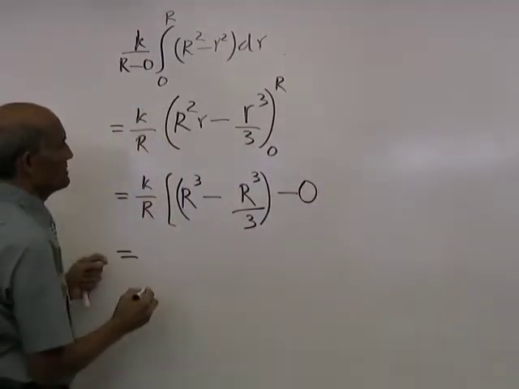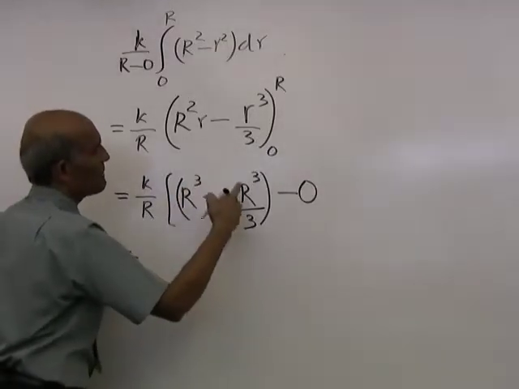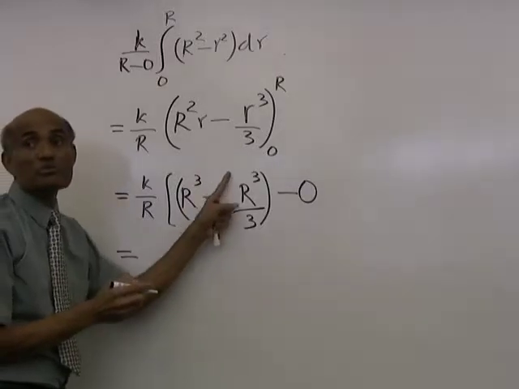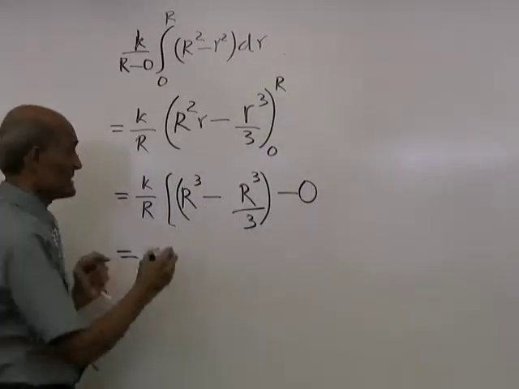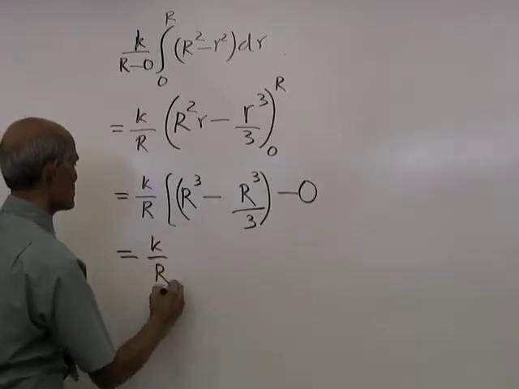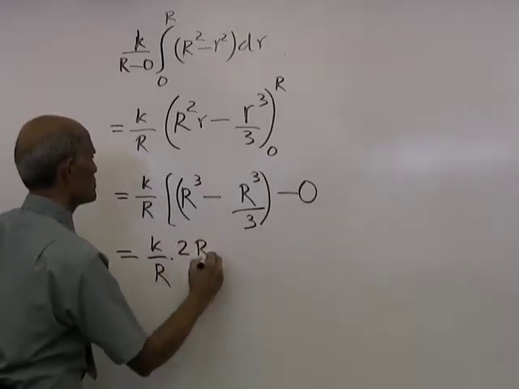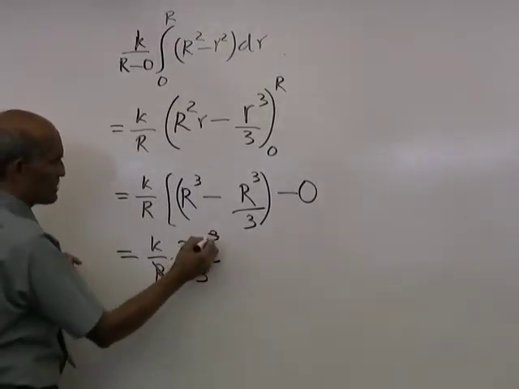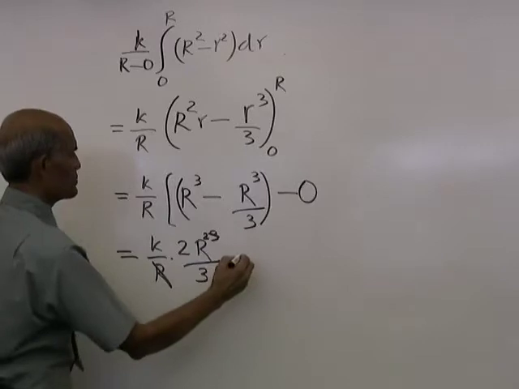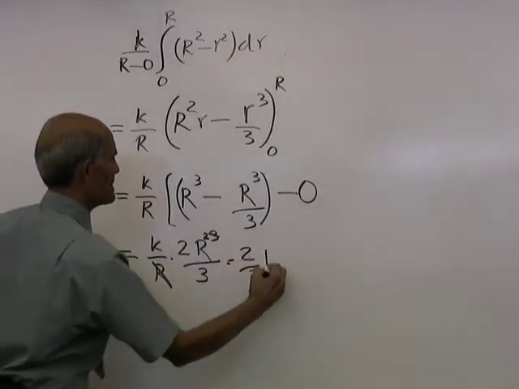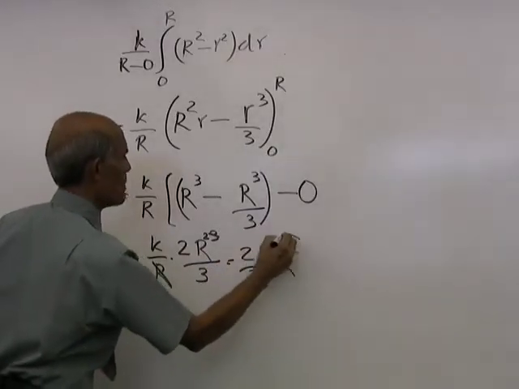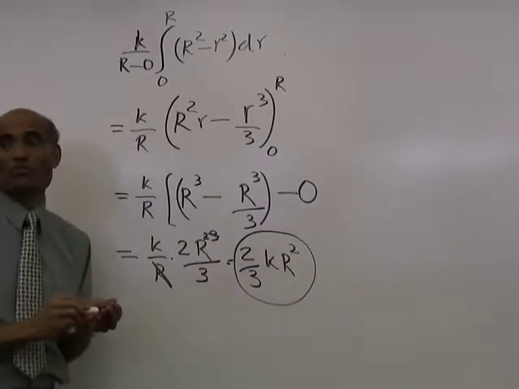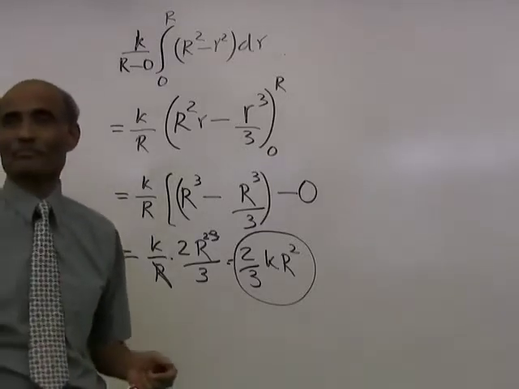And that's equal to, what is R cubed minus R cubed over 3? That will be 2R cubed over 3. Is that right? That will be k over R times 2R cubed over 3. And one R will cancel, leaving us with the answer 2/3 k R squared. This is the average rate of flow of blood in the blood vessel.